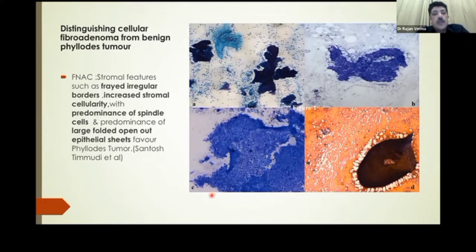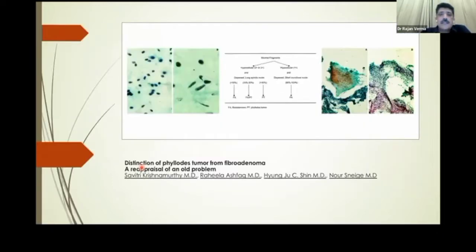So, Santosh Timidi et al. studied a lot of these cases and followed up with the biopsy subsequently. He concluded that the stromal features, such as these frayed, irregular borders with increased stromal cellularity, with predominance of spindle cells in all of them, and large open-out folded epithelial sheets like these will support more in the diagnosis of phylloid tumor.